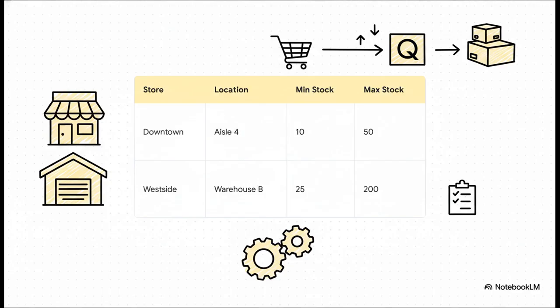You've got store-level control. So for your downtown store, you can say it's in aisle 4, and you never want to have fewer than 10, but no more than 50. But at the West Side location, it's in a warehouse, and you want to keep between 25 and 200. The second that downtown store hits 10 units, boom, Quasar knows it's time to reorder. This is where the magic of automation really kicks in.